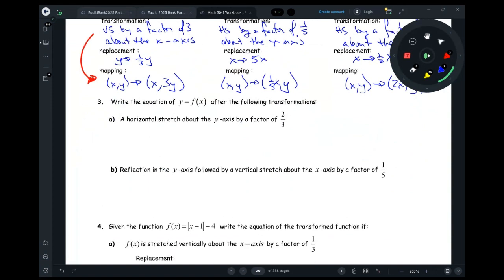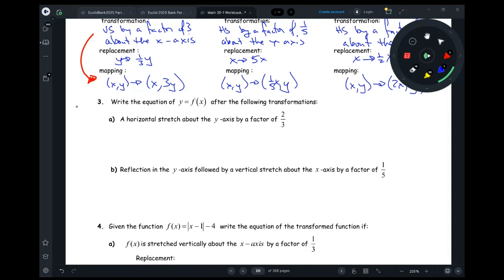Now, usually at this point in a lesson, this is where I would start to let students do a lot of this on their own. Write an equation, y equals f of x after the following transformations. This would be a good opportunity if you wanted to pause for a second, try this on your own, and then come back. Okay, I'm going to dive in right now, but like I said, it's a good idea to get a sense of where this is going.